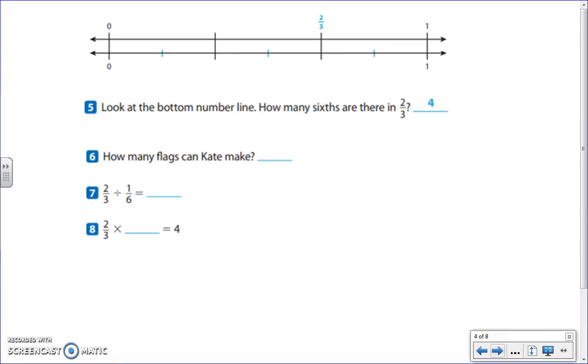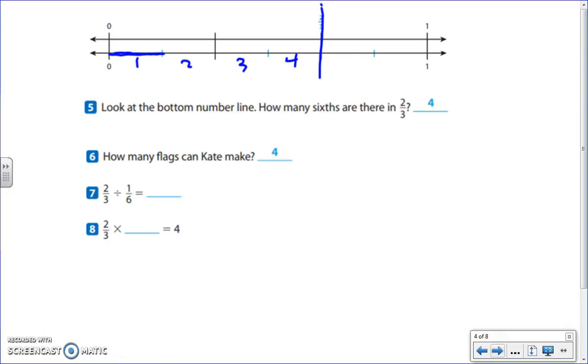Again, they are right here. 1, 2, 3, and 4. That's a mini flag that she can make. Every time they get this distance, that is one more mini flag. It says how many flags can she make? 4. Now let's take a look if we did it with the expression.